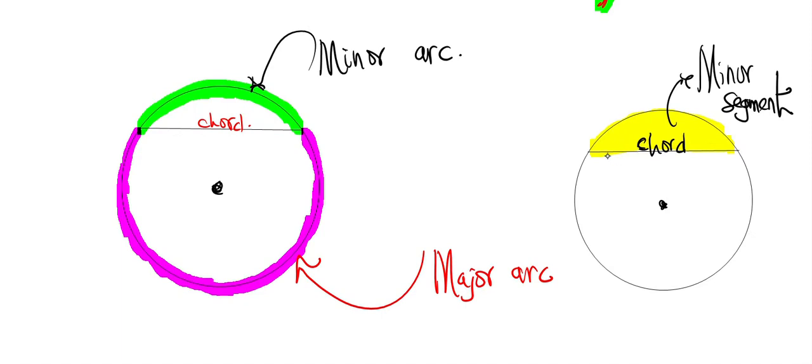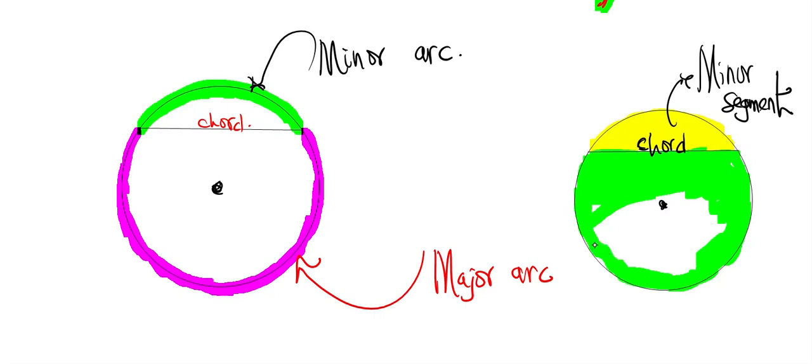Then the bigger part that consists of the chord with a bigger arc is called the major segment. So that means we can say the segment usually contains the chord with an arc. So this is the major segment.